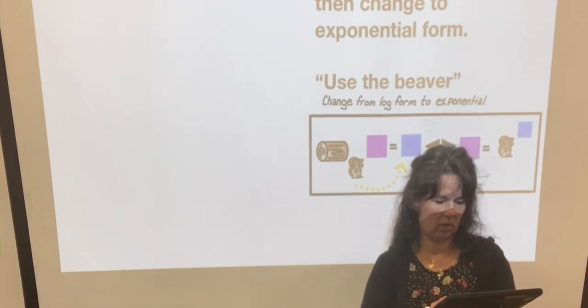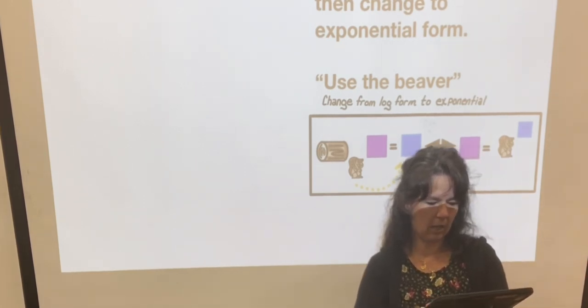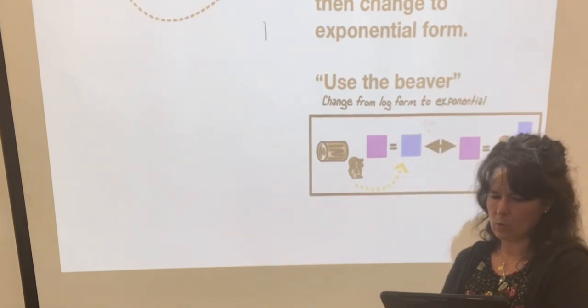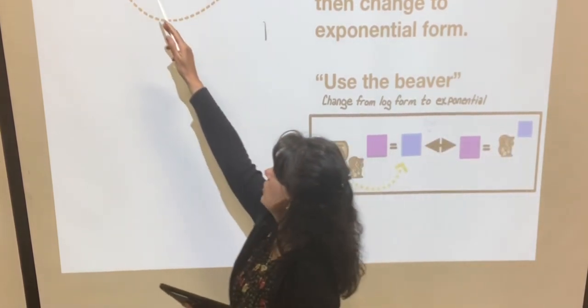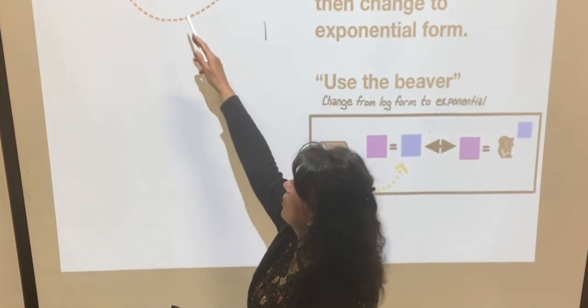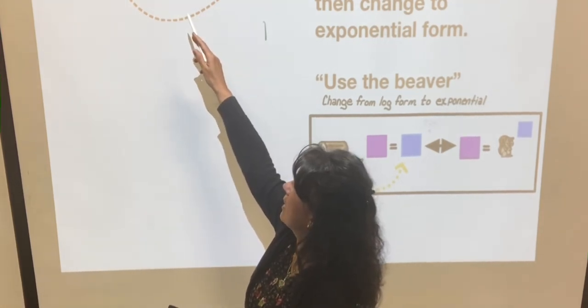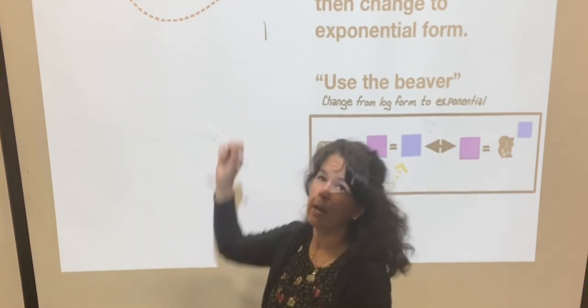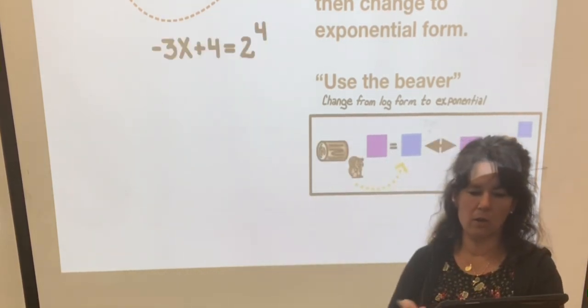So I'm going to tunnel under, and when we tunnel under, the 2 comes under there. So the only thing I'm going to have left on the other side is negative 3x plus 4. And then on this side, I'm going to have 2 to the power of 4.